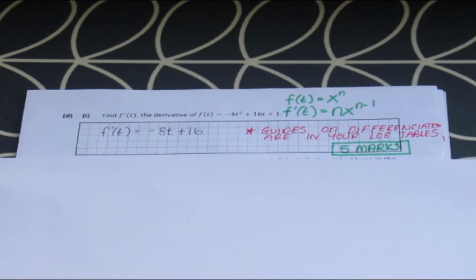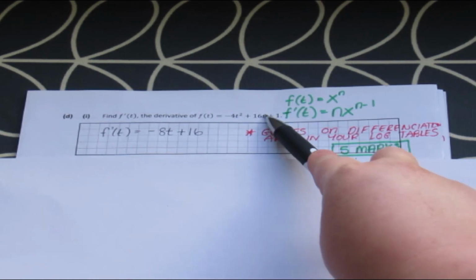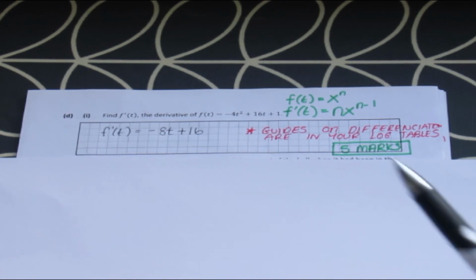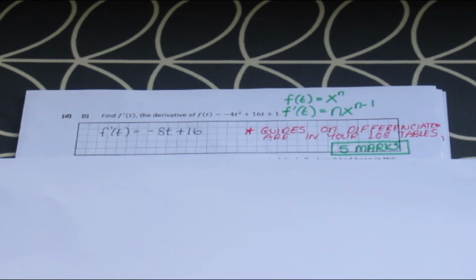What happens here with 16t is that I bring down the power. So the power here is 1. Bring down the power, it doesn't change 16. I reduce the power of t by 1, which 1 minus 1 would give me 0. Anything to the power of 0 is 1. So that's how I get 16. And the derivative of any constant is equal to 0. That information you would have done when you've studied differentiation.